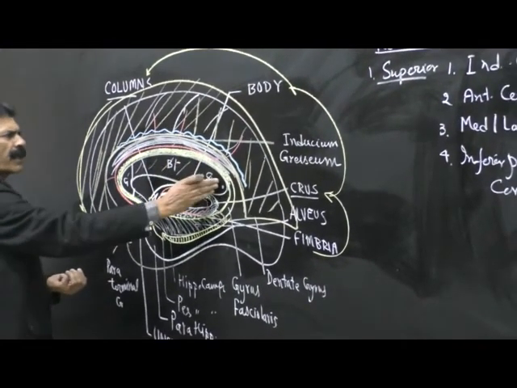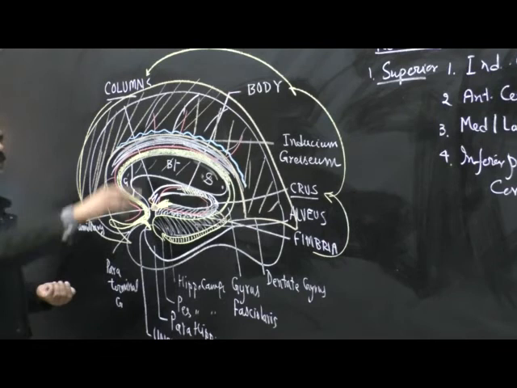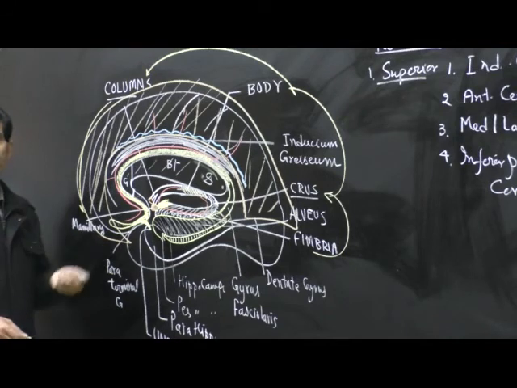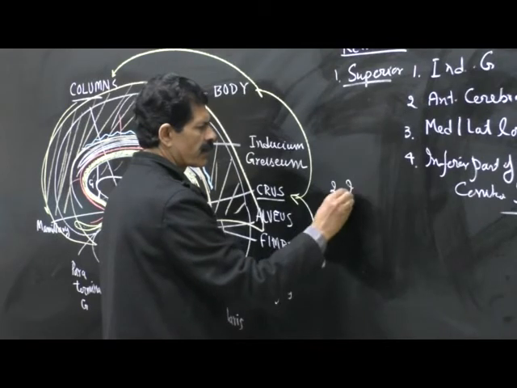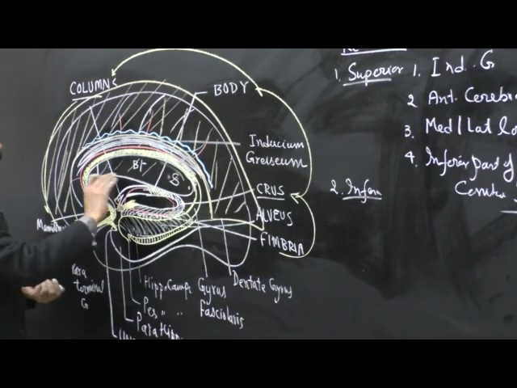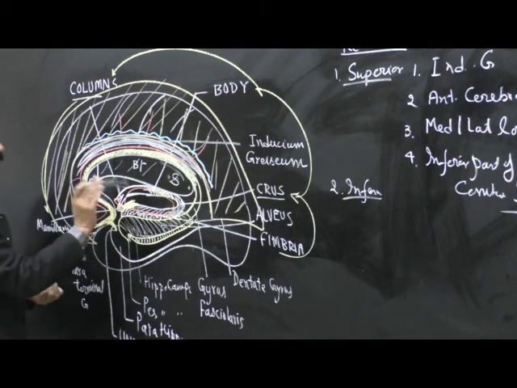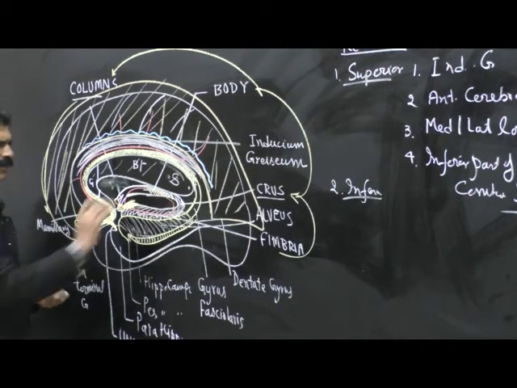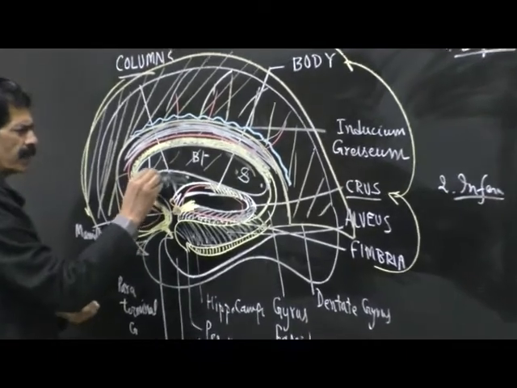So all are in relation to the superior surface of the corpus callosum. So we have to remember these 4-5 structures touching the superior surface of the corpus callosum. Then comes the inferior relations. What lies below the corpus callosum, on the undersurface of the corpus callosum? If we see anteriorly, I am touching the inferior surface of the corpus callosum.